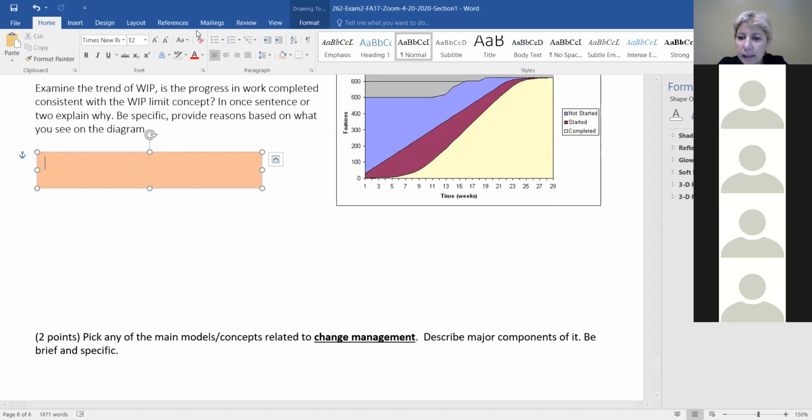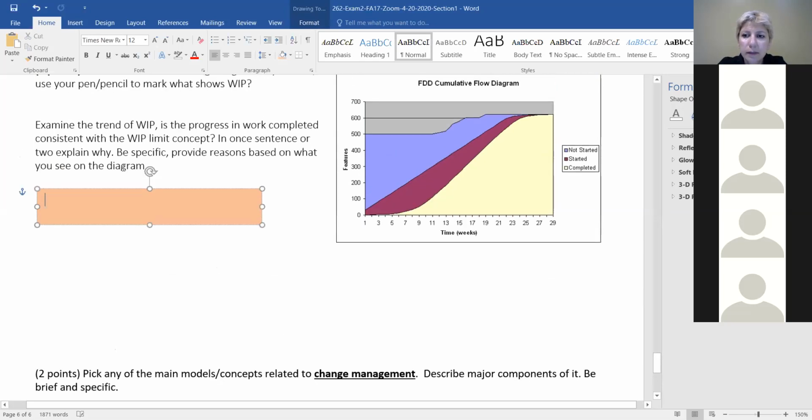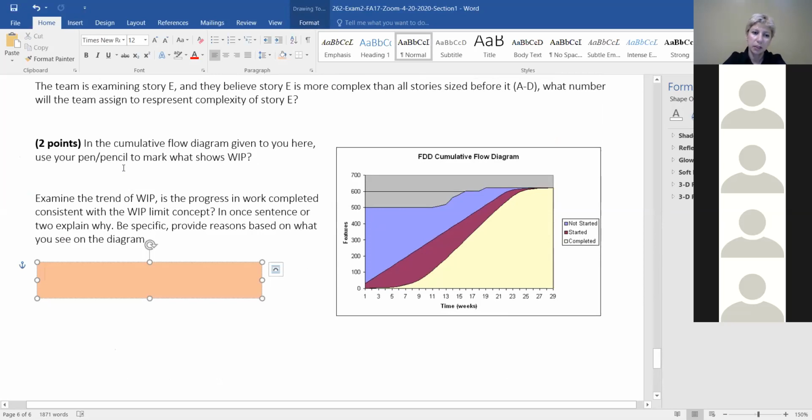Who is next on my list? Sassy has talked, Luke has done a few examples, Matt has done it. Nick R, give me your talk and write your best explanation. Examine the trend of WIP. Is the progress in work completed consistent with the WIP limit concept? In one sentence or two, explain why. Be specific, provide reasons based on what you see on the diagram. Nick R, it's yours. Explain and just write a brief explanation.